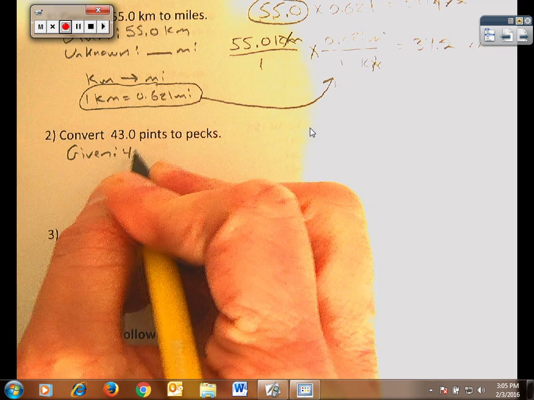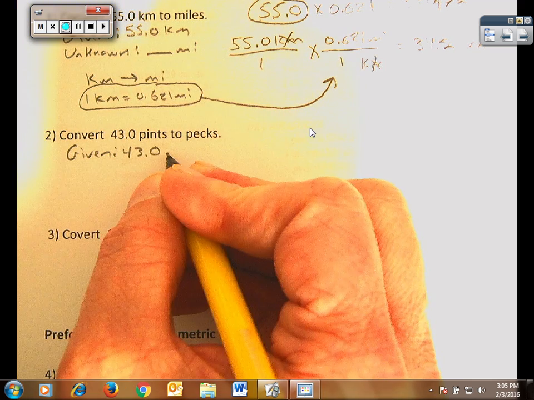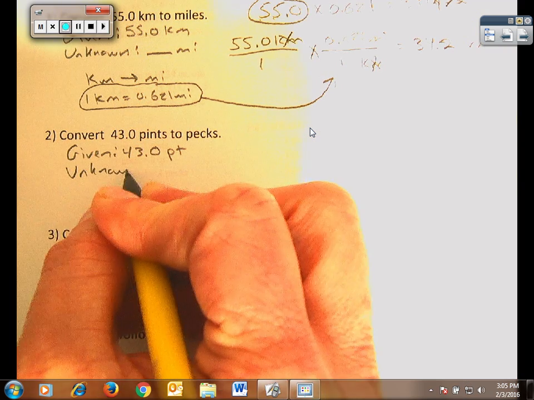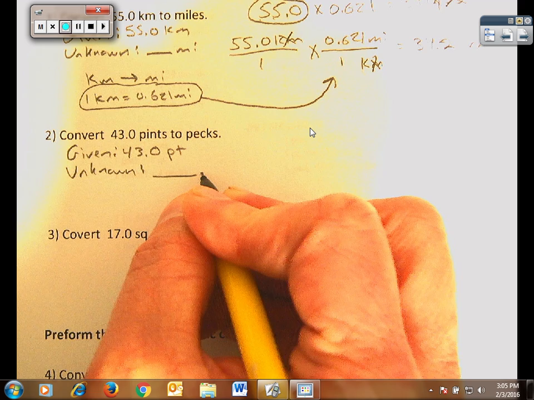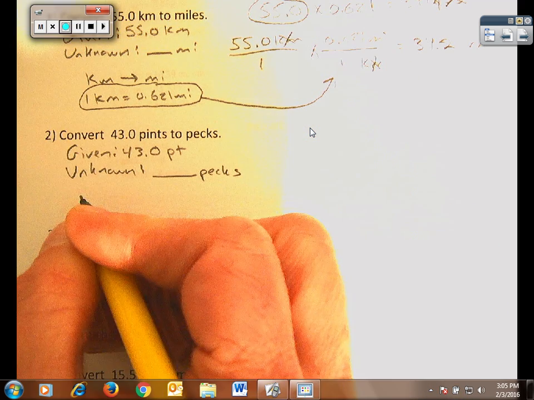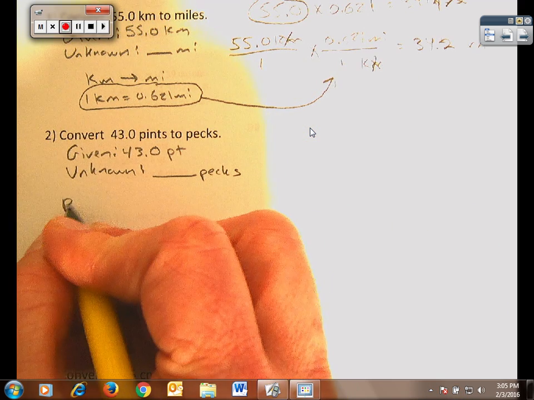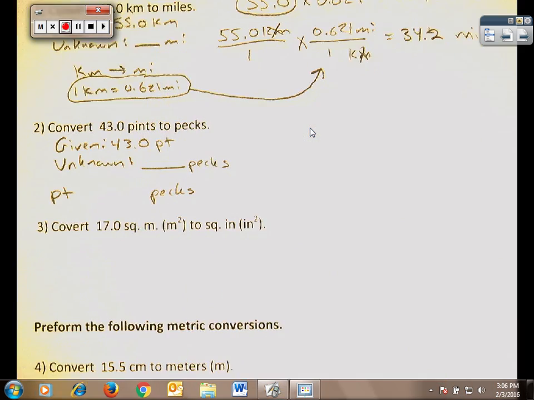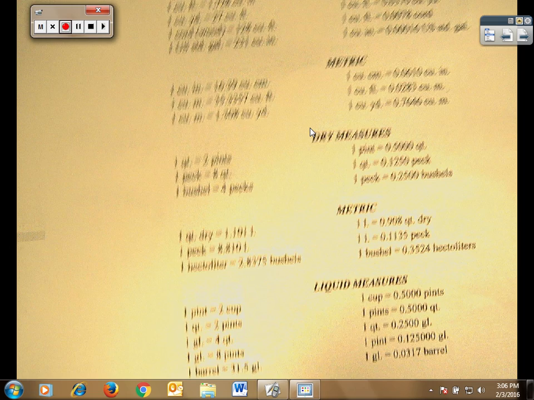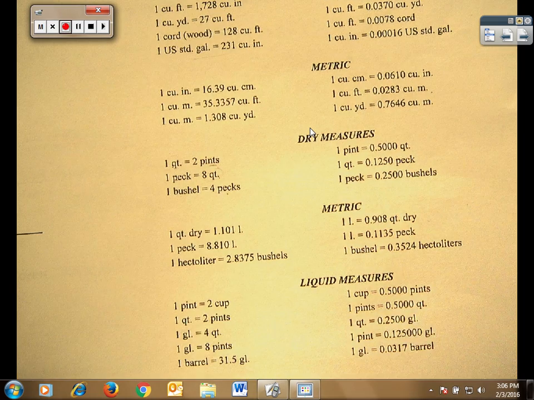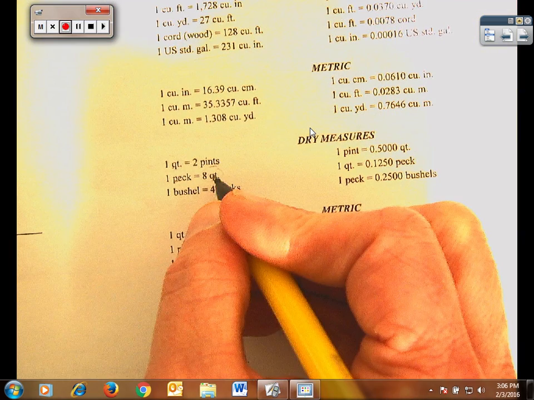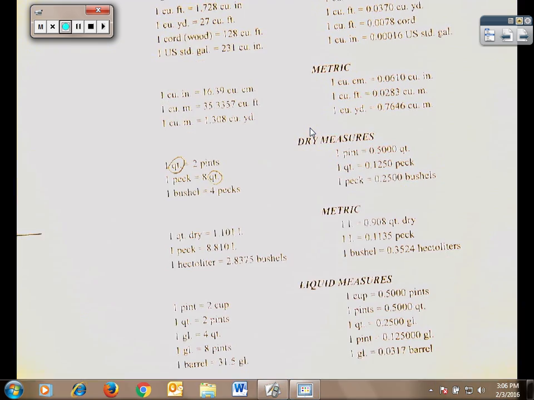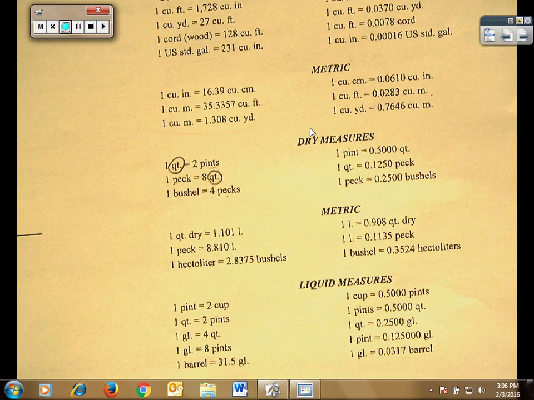Our given again, write that down, 43.0 pints. Our unknown, some number of pecks. We got to figure out how to get from here to here, from pints to pecks. Without a direct equivalence, we're going to have to go through an intermediate unit. We're going to have to go through quarts.